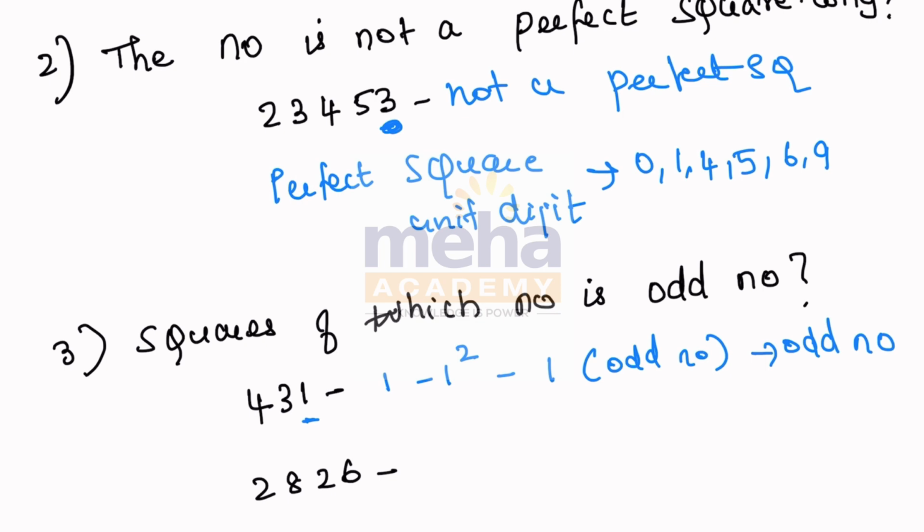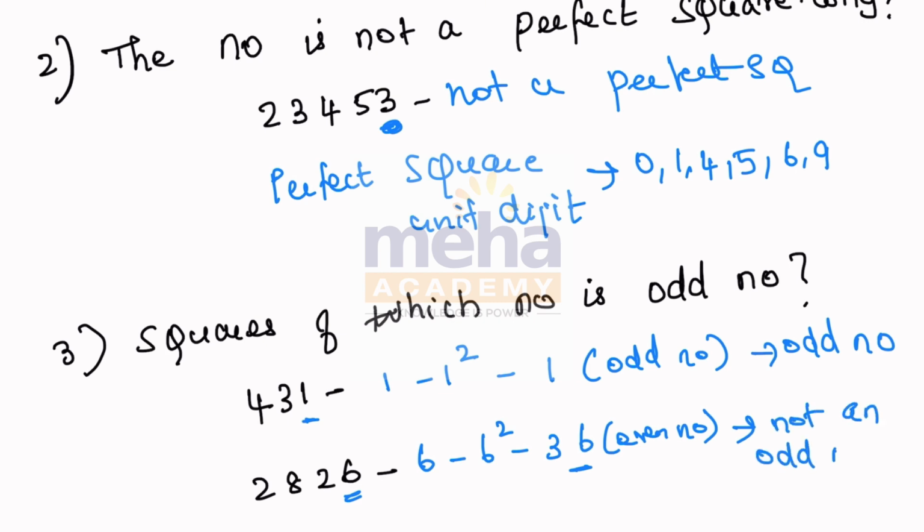Then in the same way for the next question also, I take the unit place 6. I square the number, which is 36. But the unit place is 6. Therefore, this is an even number. So the square of the number is not an odd number.